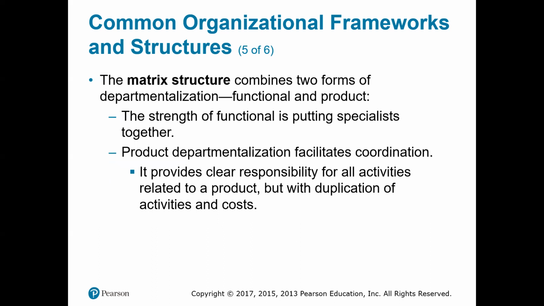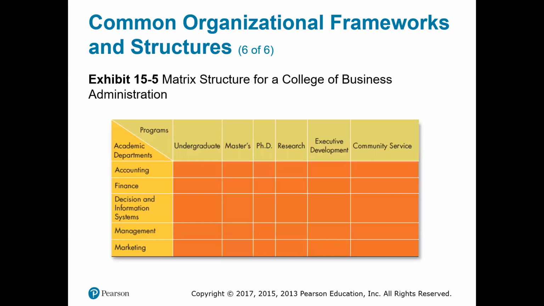The matrix organization is like many universities have. The example that I can give you, let's go to that slide here. Yeah, here it is. You have accounting. These are departments: accounting department, finance department, information systems department, management department. I might belong here, marketing department. But if you look at the other side on the x-axis, undergraduate program, which we have, master's program, which we have, PhD program, which we want to have.